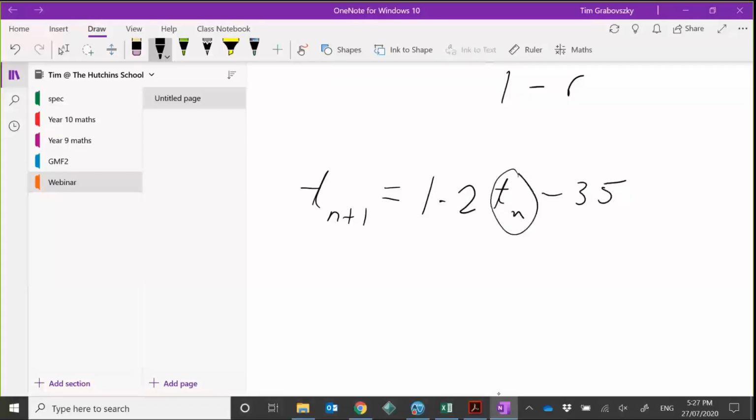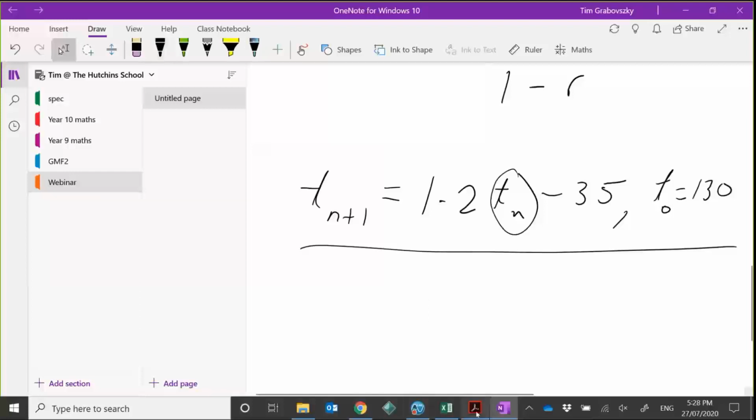So Tn is your current week. We're going up by 20%, so that's why we're multiplying by 1.2, because that's the equivalent of 120%. We're then subtracting 35, because we're losing 35 mice each week. That will give us the following week, which is n plus 1. And you always have to have an initial condition, and the initial condition is that we are starting with 130 mice. So there is your recurrence equation: Tn plus 1 equals 1.2 Tn, take 35, and you're starting with 130.